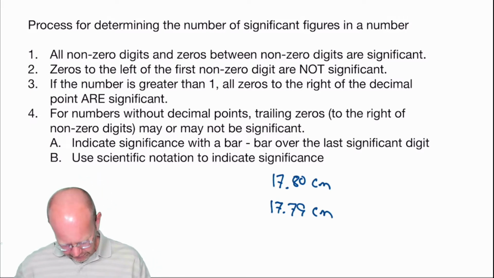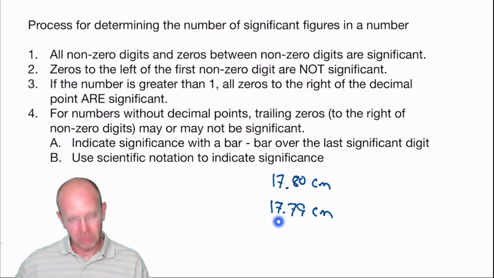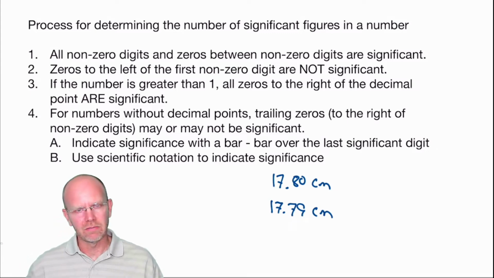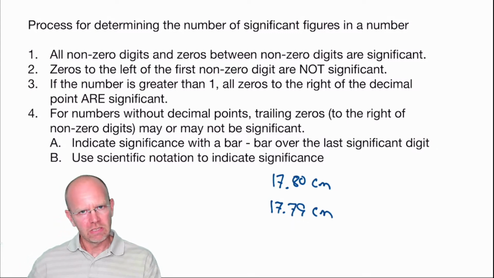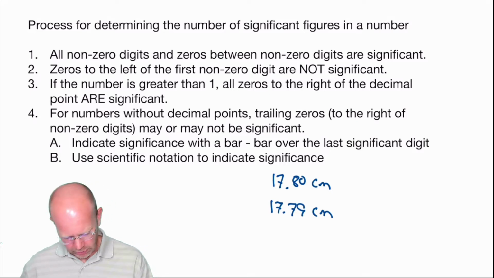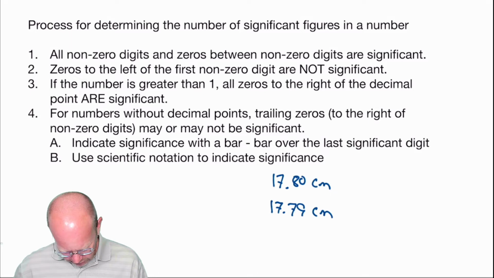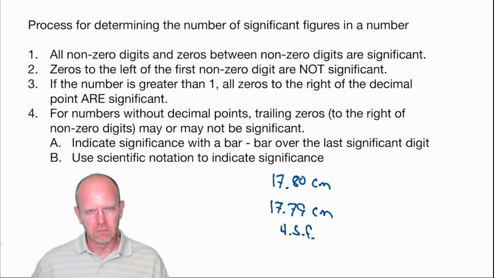So if we look, say, at this bottom example, this 1 is significant because it's non-zero, the 7 is significant because it's non-zero, this 7 is significant because it's non-zero, and that 9 is significant because it's non-zero. 4 of the digits in that number are significant. So as we already said, and as makes sense based on the tool that we used to make this measurement, this number has 4 significant figures, right? 4 sig figs for that number.